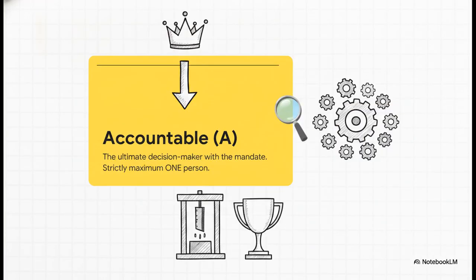Next up, we have the A, which stands for accountable. Now, the absolutely crucial point here, and honestly, I cannot emphasize this enough, is that this is the ultimate decision maker. This is the person whose head is on the chopping block if the project totally tanks, but they also get to take the bow when it succeeds. In Lean Six Sigma, there's a golden, unbreakable rule for this. There can be strictly, undeniably, a maximum of 1 accountable person per task. No exceptions. They hold the mandate and they approve the final work of the R.